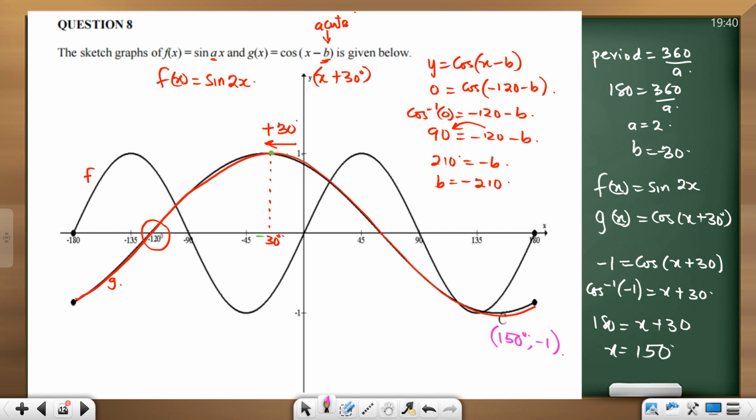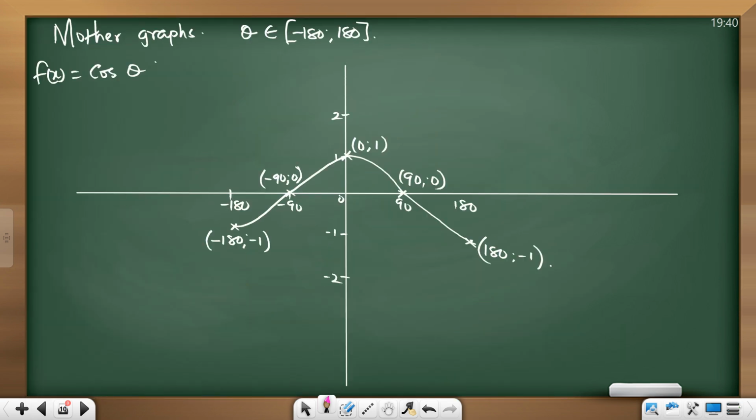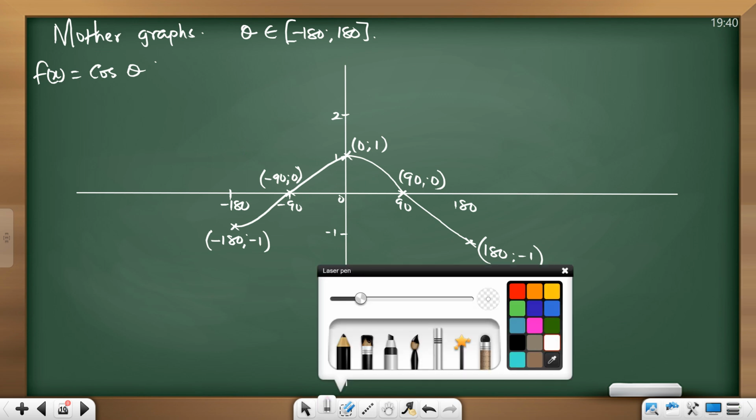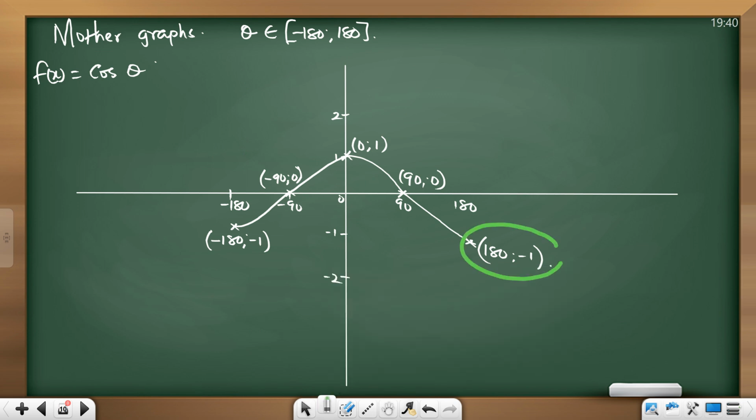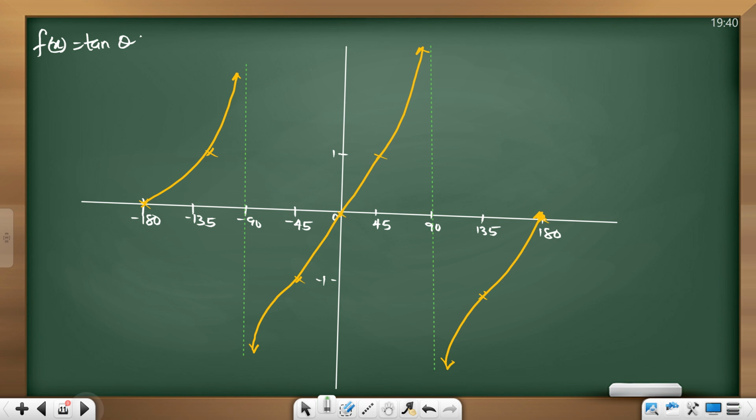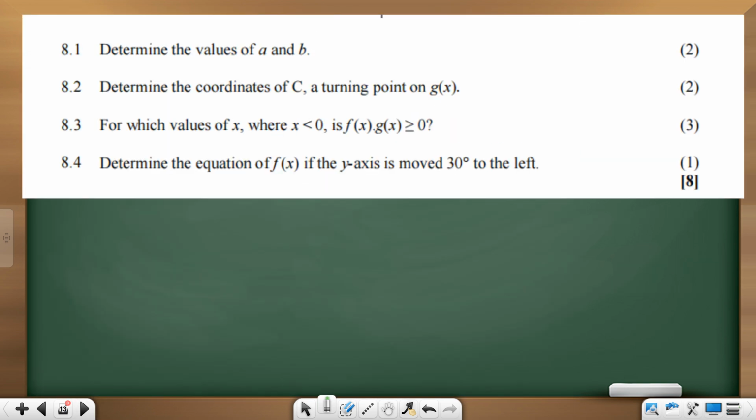Awesome. And if I take you to the mother graph, let's go back to the mother graph and see something. Where was our turning point? Can you see our turning point? Look at the turning point, 180. Shift it to the left by 30 units. It comes to what? 150. So if you know your mother graph, it's always easy. But if you don't know your mother graph, you just do your normal trig values, you get your answer. Okay?